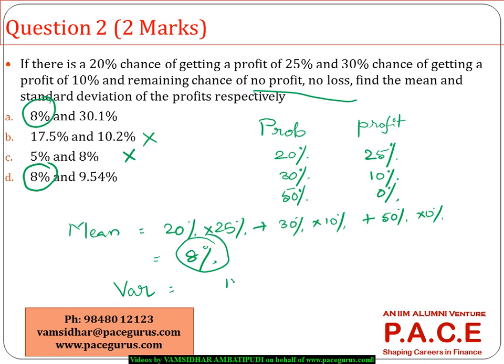So 25 minus 8, 17% squared, multiplied with the corresponding probability. 0.2 times 17% squared plus 0.3 times 10 minus 8, 2%, 2% squared plus 0 minus 8, minus 8%. When I do a square, it doesn't matter. 8% squared into 0.5. So this is what will give us the variance.